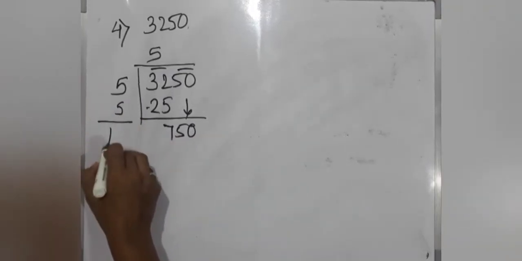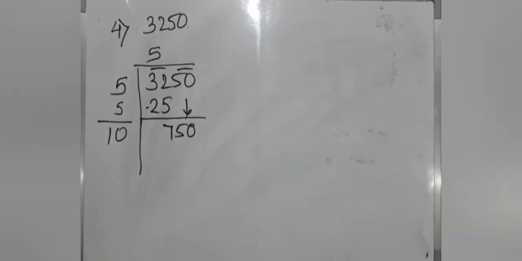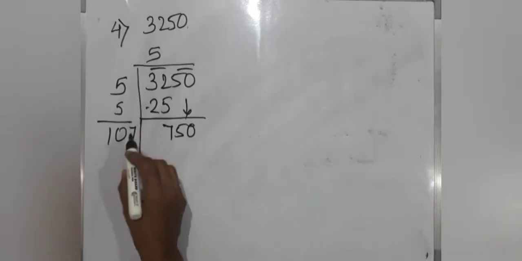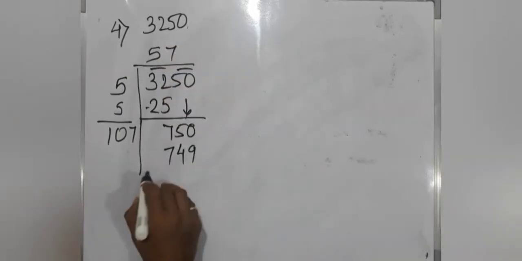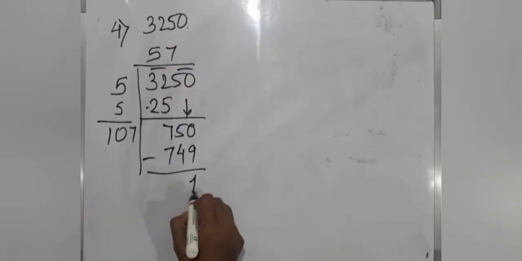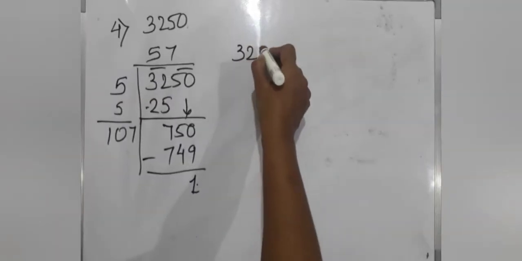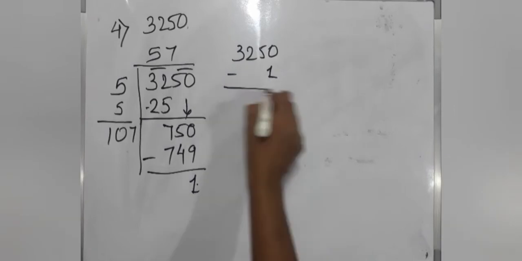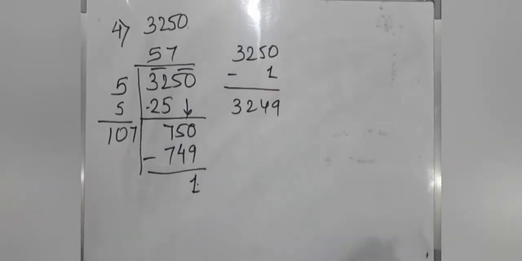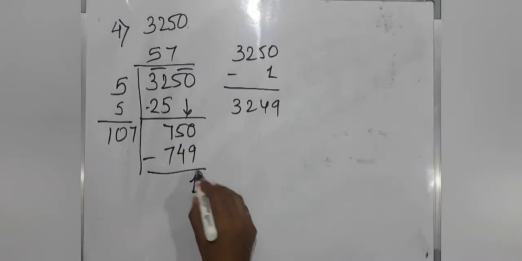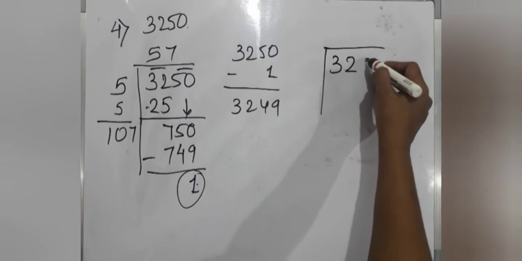Adding 5 plus 5, 10. Now multiply by the number which makes the product less than or equal to 750. Let us go with 7. 7 into 7 is 49, and 7 into 1 is 7, and the remainder we get is 1. So subtracting 1 from 3250, we get 3249. Find the square root of the obtained number.